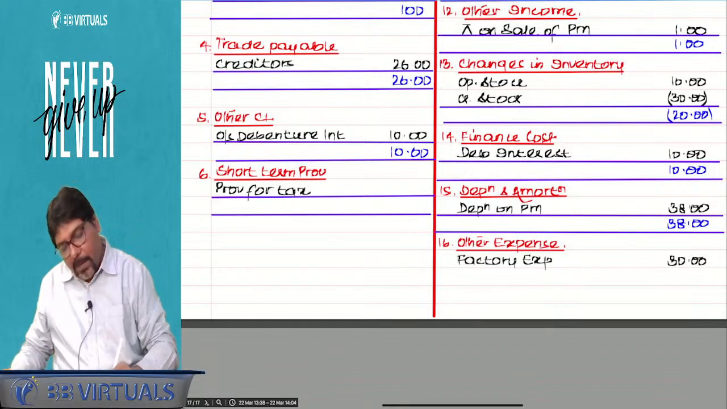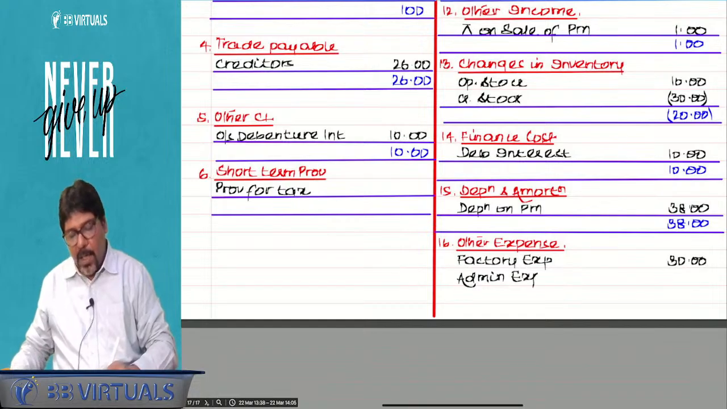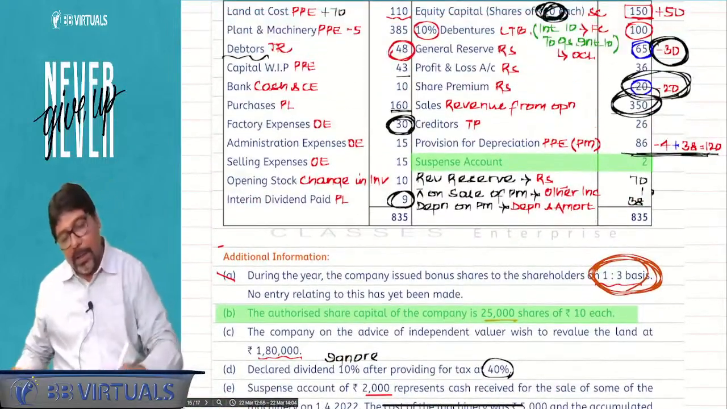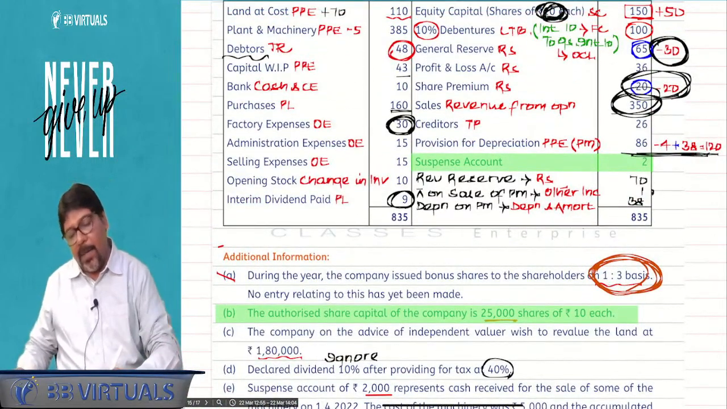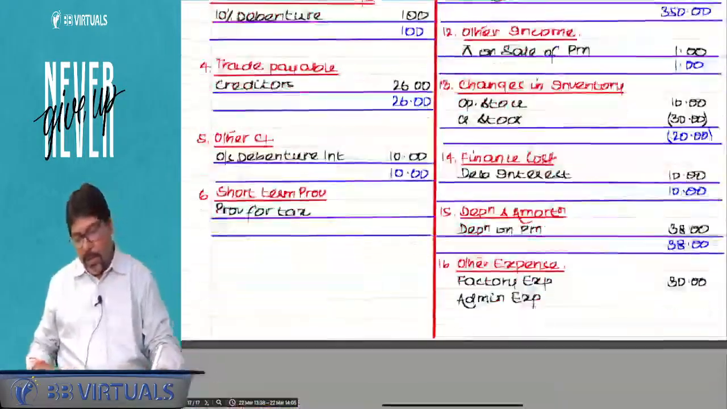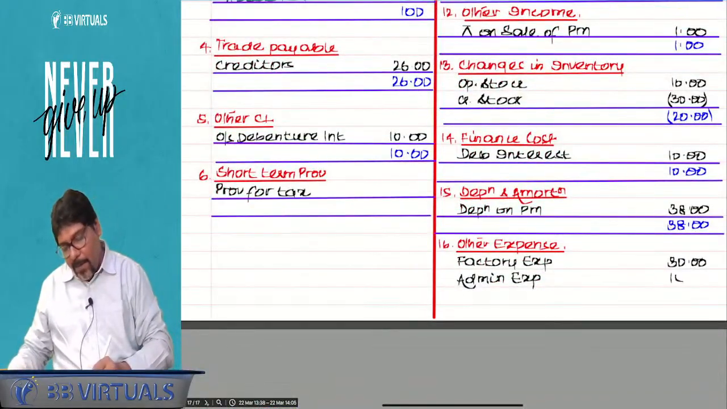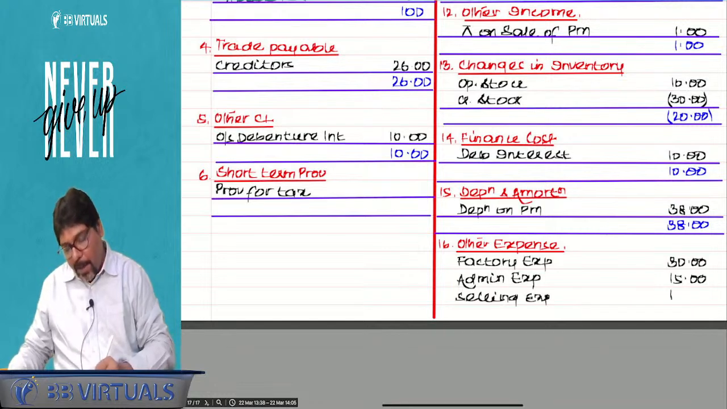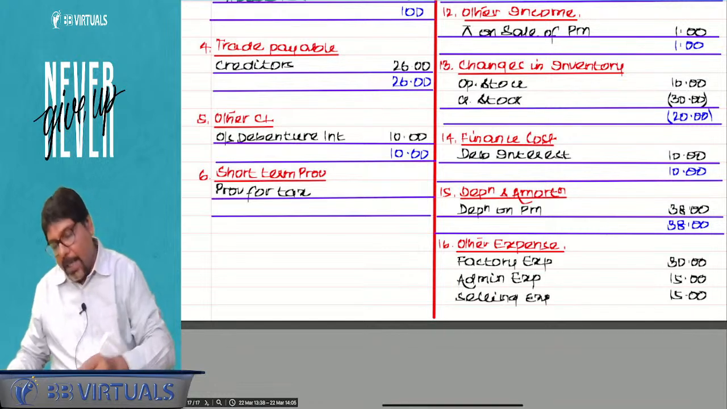After factory expenses comes admin. So how do you know admin? At the time of reading the problem itself, we wrote it. See, factory, admin, and selling. Admin is how much? 15, selling 15. Admin 15, selling expense 15. What an accuracy!